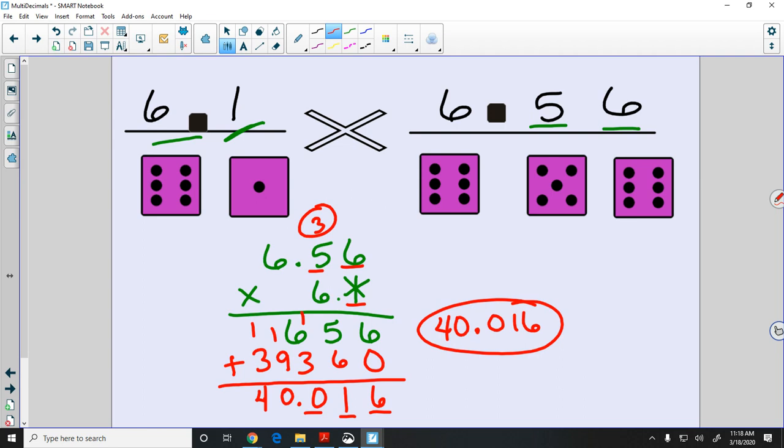And that is how we multiply decimals. Like I said, you can use dice and create your own numbers, or you can use playing cards. This skill really just requires practice, practice, practice. So practice on your own, and if you have questions, let me know.